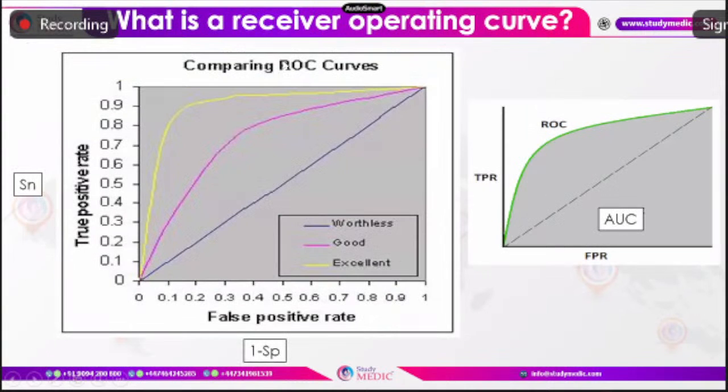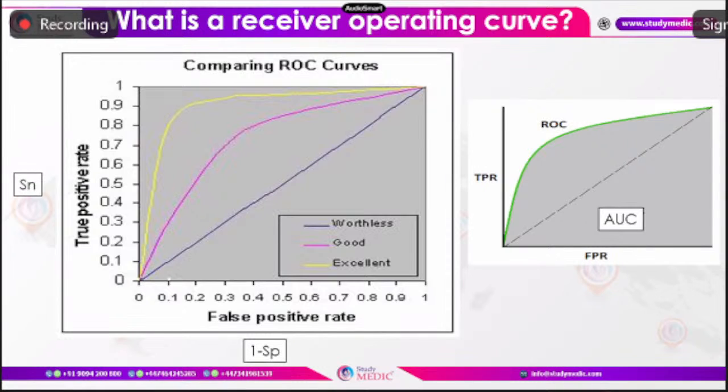What is the meaning of ROC curve? Receiver's operating curve. You can see when we plot the false positive rate, what is false positive rate? 1 minus specificity on the x-axis. And when we plot the sensitivity, or the true positive rate, on the y-axis, we compare them.